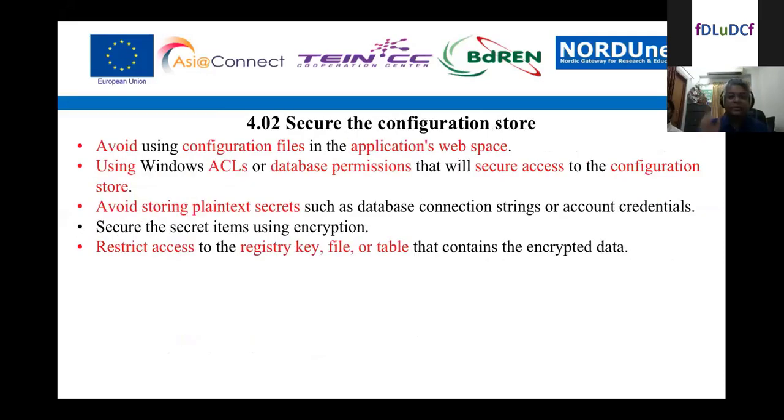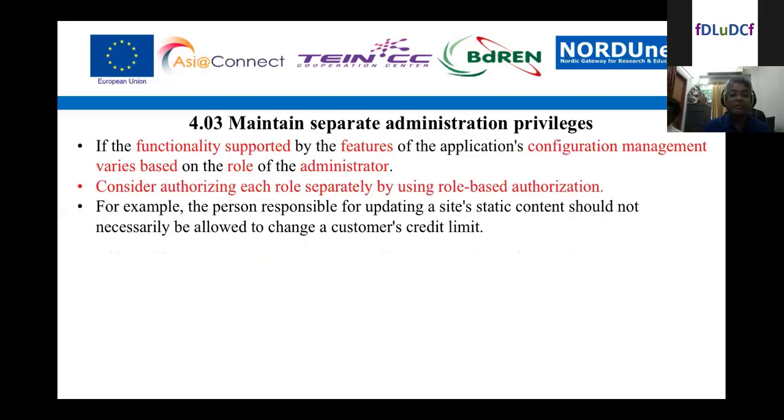And number 2 is secure the configuration store. Avoid using configuration files in the application web space, and use Windows ACL or database permissions to secure access to the configuration store. Avoid storing plain text secrets, and restrict access to the registry key, file, or table. So these are the things of the configuration management system.